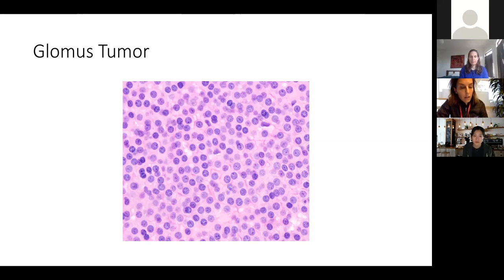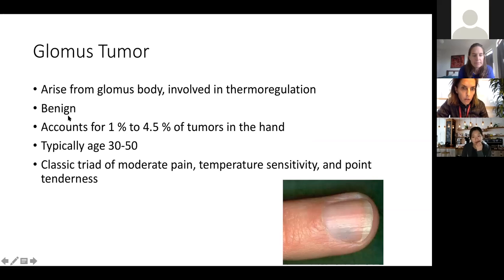Rosie, do you see anything on the path slide here? No, but these cells almost have the appearance of myeloma. It almost looks like the clock face nuclei, but that's not really what you're seeing. So you're just sort of seeing this speckled, very round nuclei throughout the whole lesion, fairly uniform. So you'll see moderate pain and temperature sensitivity. They will tell you that in cold weather, it's extra sensitive, and it's just very tender.